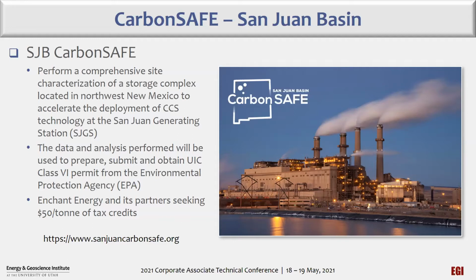In 2019, Enchant Energy partnered with New Mexico Tech to pursue carbon capture and storage opportunities and operations at the San Juan Generating Station, pictured here, with storage in the San Juan Basin. That's pure saline storage. It's an approximately $17.5 million project. They're performing extensive characterization of the site and ultimately preparing an EPA Class 6 permit. This is critical for Enchant Energy and its partners to get a $50 a ton tax credit, the tax credit for saline storage. More information about the San Juan Basin CarbonSAFE project can be found using this URL here.